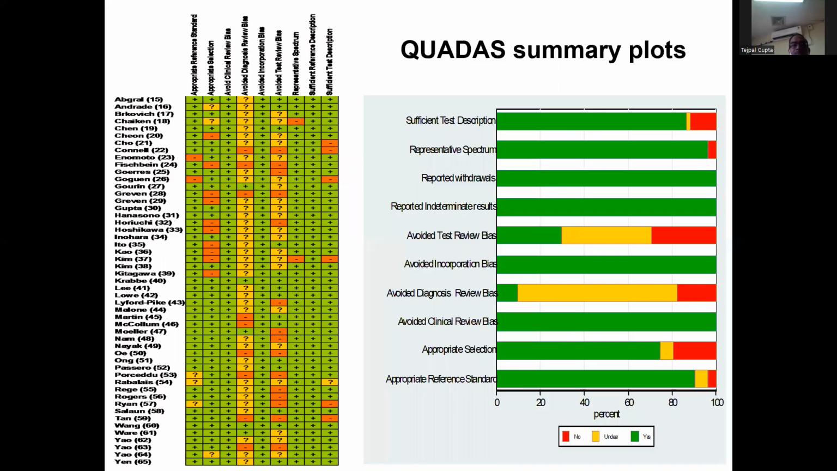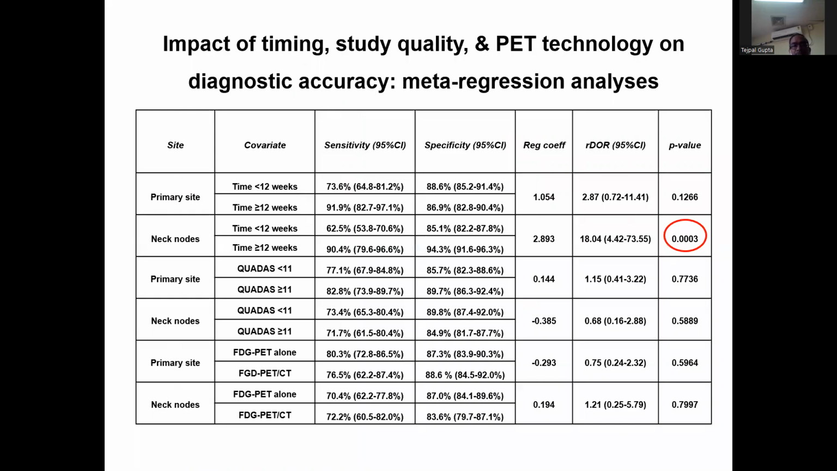This is the QUADAS summary plots. As I said, most of the studies had reasonably good quality with a median score of 11. On meta-regression, we used certain covariates. The covariates were the timing of the scan, the quality of the primary studies, QUADAS score stratified by less than 11 versus greater than or equal to 11, and whether only FDG PET was done or the scan was done on an integrated FDG PET CT.